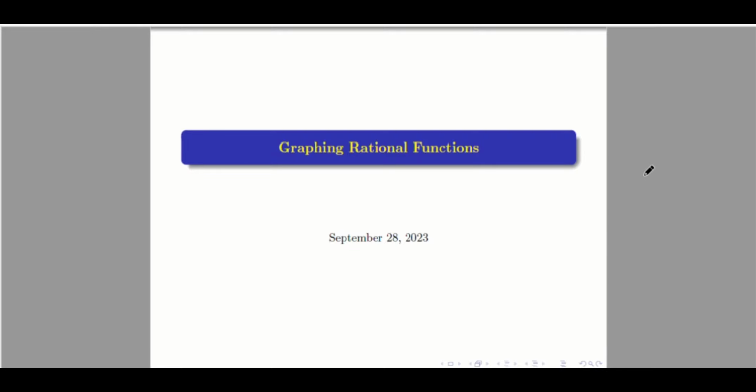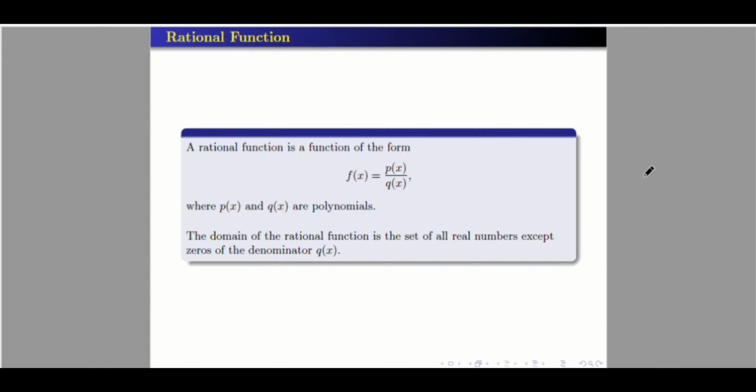Good day. We'll discuss the introductory part, or part 1, for graphing rational functions. Take note that a rational function is a function of this form, where our p(x) and q(x) are both polynomials. The domain of the rational function, which was discussed in a previous video, is the set of all real numbers except the zeros of the denominator.